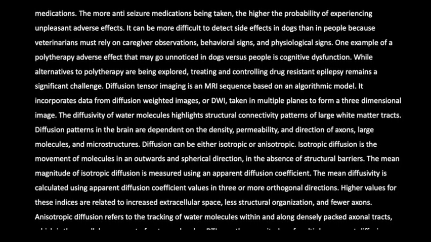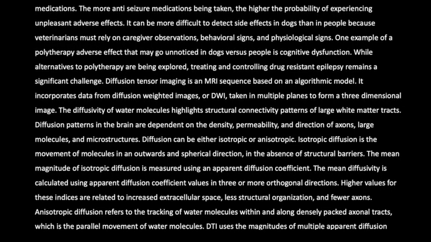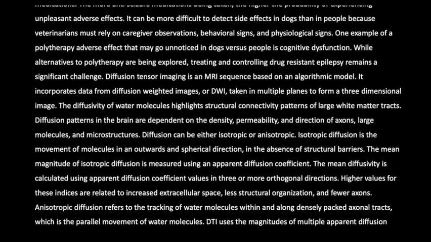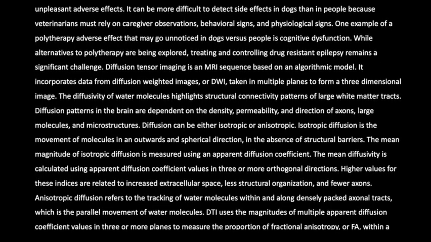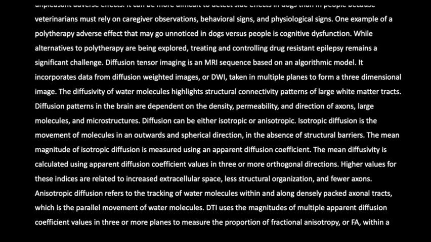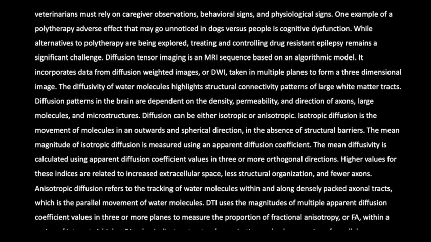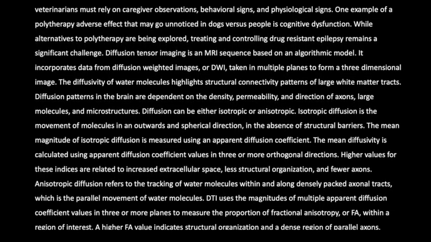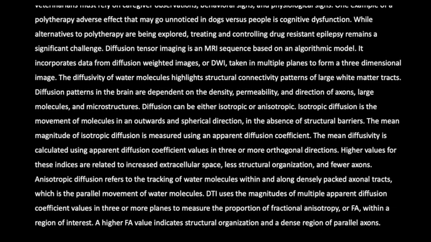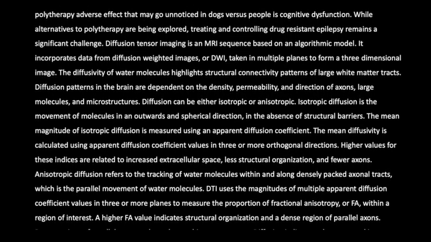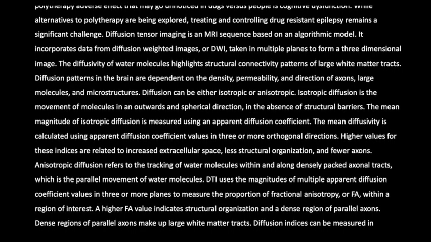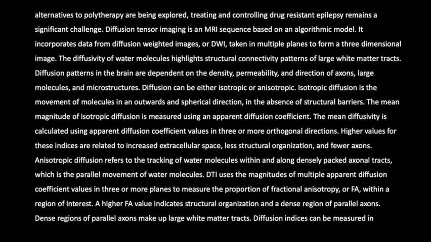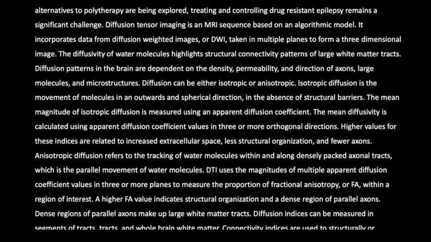Diffusion Tensor Imaging is an MRI sequence based on an algorithmic model. It incorporates data from diffusion-weighted images, or DWI, taken in multiple planes to form a three-dimensional image. The diffusivity of water molecules highlights structural connectivity patterns of large white matter tracts. Diffusion patterns in the brain are dependent on the density, permeability, and direction of axons, large molecules, and microstructures.